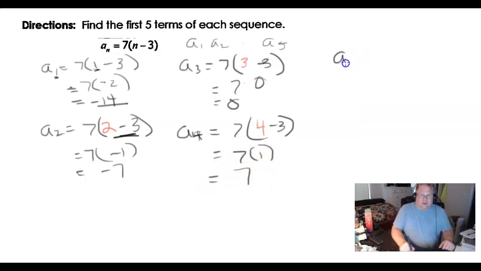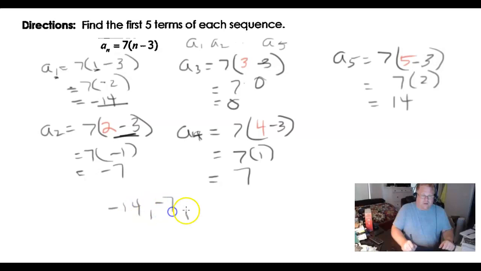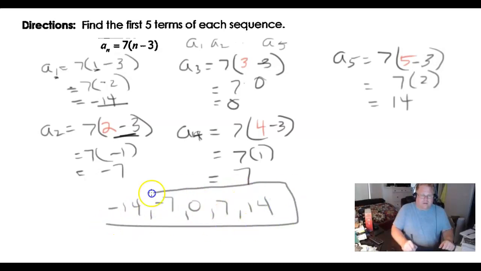And then last one, a5. I'm just going to do 7 times 5 minus 3 equals, this is 2 times 7, this is going to be 14. So my numbers are negative 14, negative 7, 0, 7, 14. That's the way I want to see my answers when you're done. So here's the math. If you also notice, it's dropping by 7, looks like, each time. Okay, we're done.